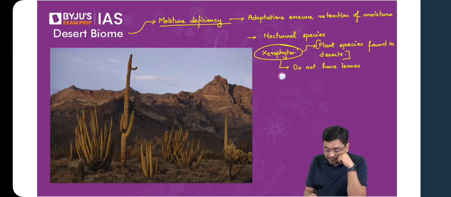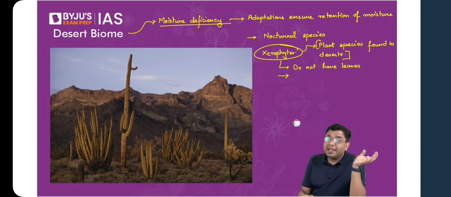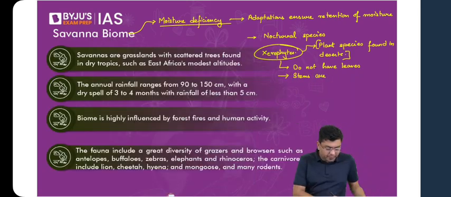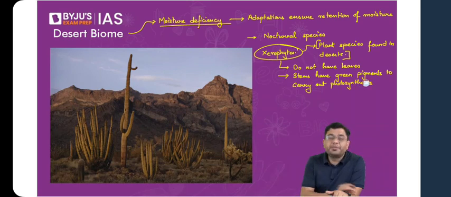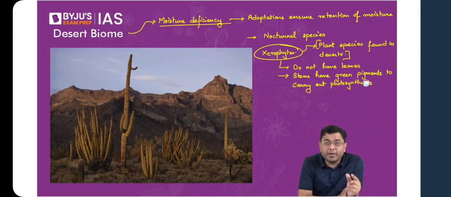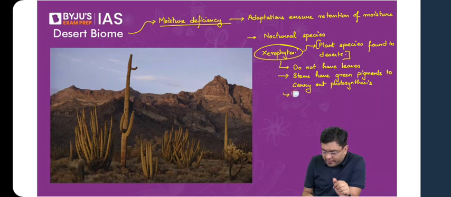Then, other than that, the stem develops green pigmentation to carry out photosynthesis and produce food. The stems have green pigments to carry out photosynthesis. Now, it is in these stems that you will find the storage of food as well. That is why these stems are generally pulpy and fleshy. Okay, so food is stored in the fleshy stem. Yes, cactus can be an example. Okay, that is where food is significantly stored.